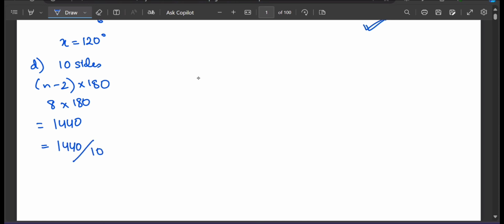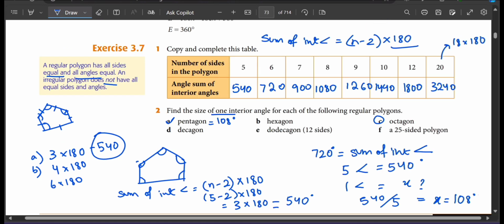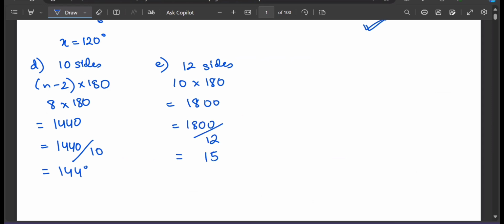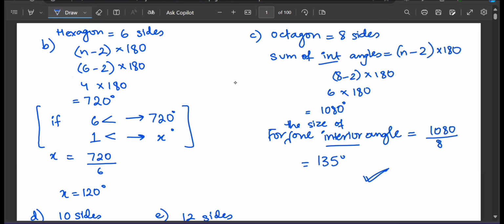Moving over to the E part, dodecagon. That's 12 sides. That means 10 into 180 will be the answer, and we have 1800. Now we simply divide 1800 by 12, and it should be 150 degrees. So that's how you would do it. Make sure this formula is really important to add in. Please don't forget it, don't miss it at any cost. It's a very important formula.